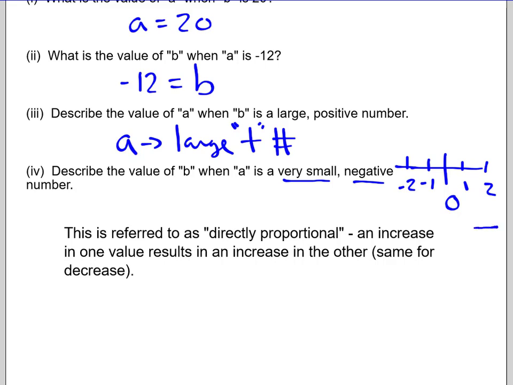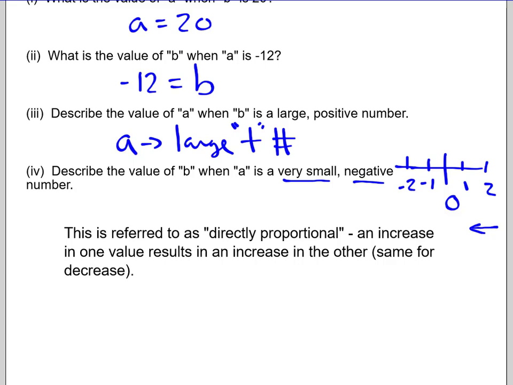Technically, if we were getting smaller, we would be moving to the left. So from 2 to 1, that's smaller. 1 to 0, that's smaller. Technically, from 0 to -1 would be smaller. But what we start to have to talk about is the magnitude of the values. And so we'll change some of our language for that.